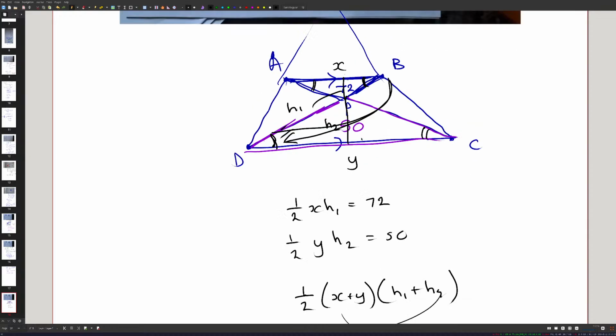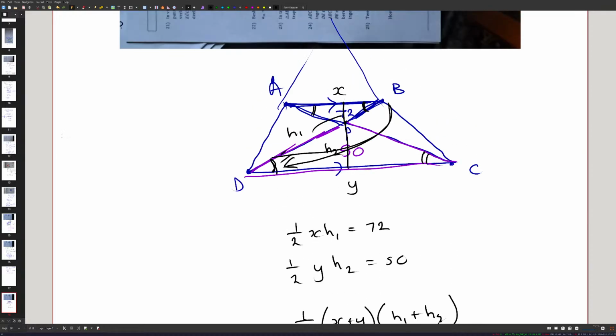So that means h1 over h2 is the square root of the ratio of the areas, because when you scale a triangle up by a certain factor, the area goes up by the square of that scale factor. So this is the square root of 72 over 50. Fortunately a 2 cancels from both of those. That's 36 over 25, so this is just 6 over 5.